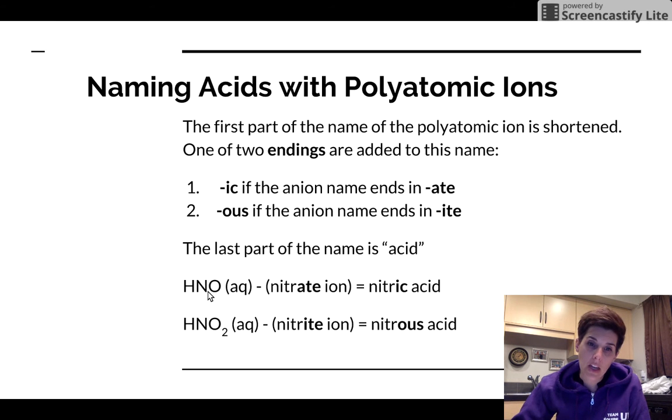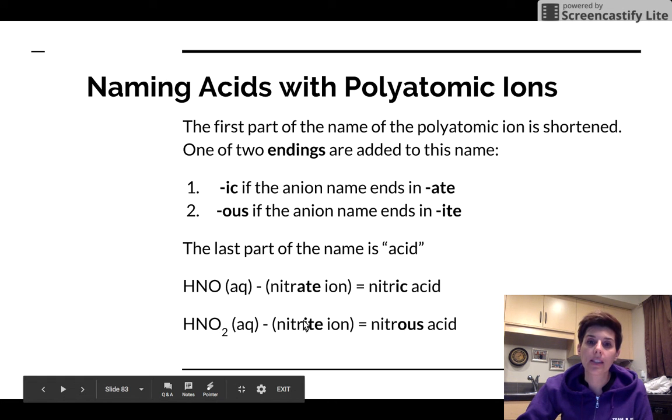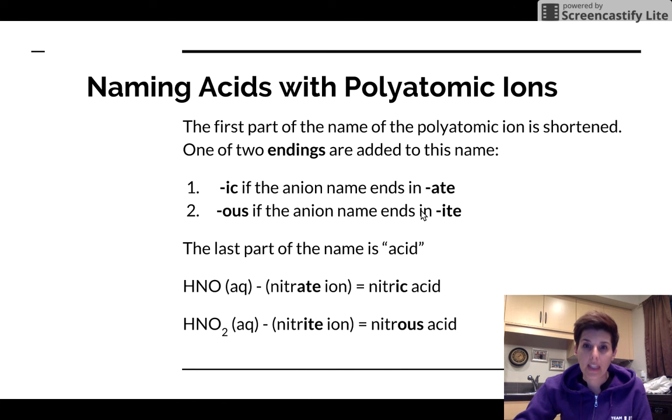So HNO3. Well, I know that NO3 is a polyatomic because they're two large letters together. I look on my pink sheet on the upper right-hand corner to find out what NO3 is, and I know that it is a nitrate ion. So I'm just going to change the ATE ending to IC and add the word acid. So I have nitric acid. Now HNO2, this is nitrite ion because I'm ending in an ITE, I'm going to change the ending to OUS. So I have nitrous acid.